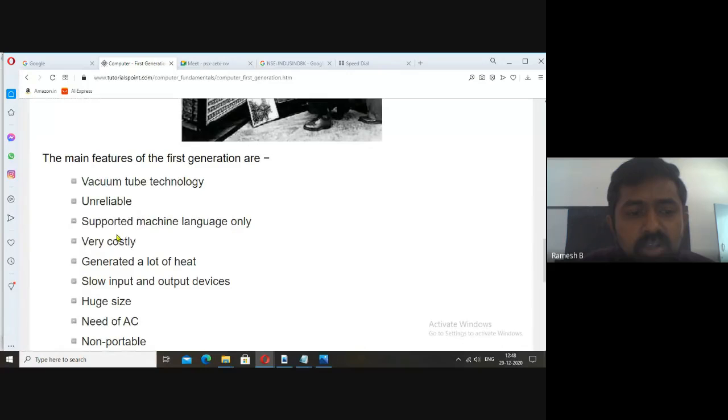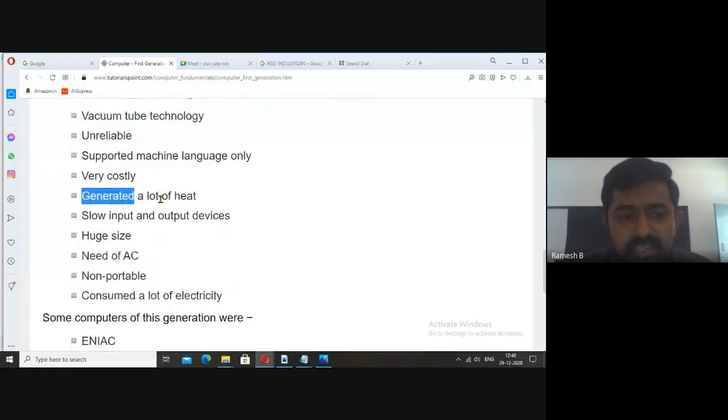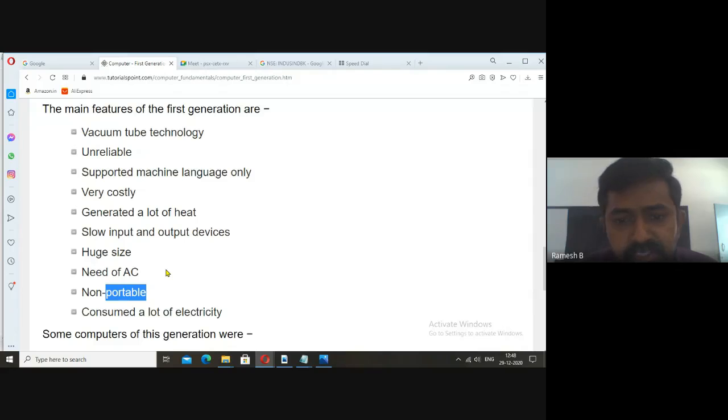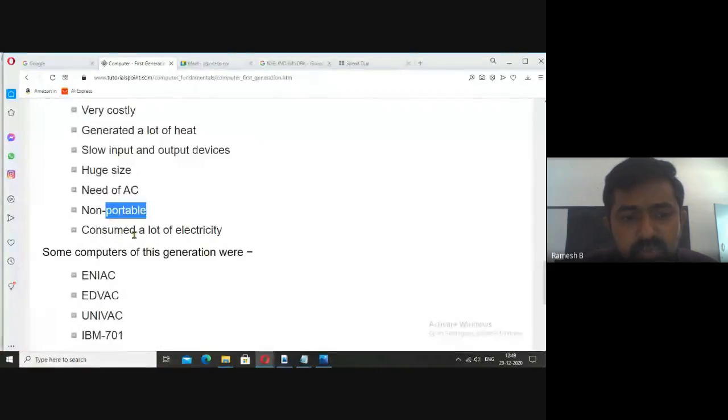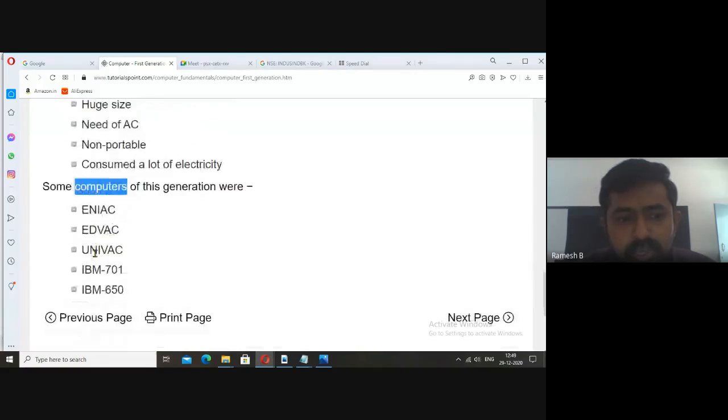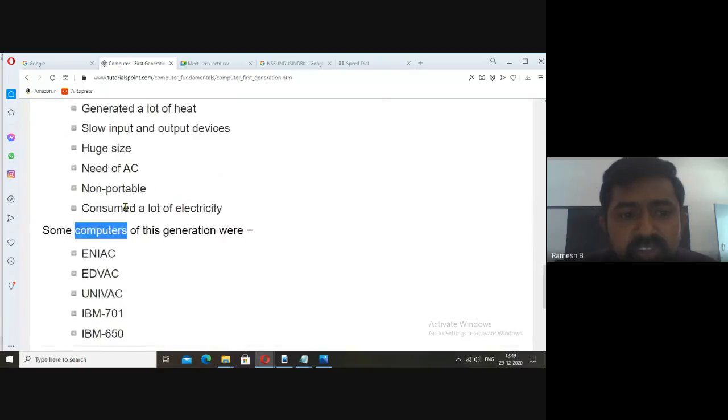It was very costly. It used to generate a lot of heat. It had slow input and slow output. The size was very big. It needed air conditioning to keep it cool. It was non-portable; we can't carry this big device. It was fixed and consumed a lot of electricity. The names of those computers were ENIAC, IBM 701, IBM 650. These are examples of first generation computers.